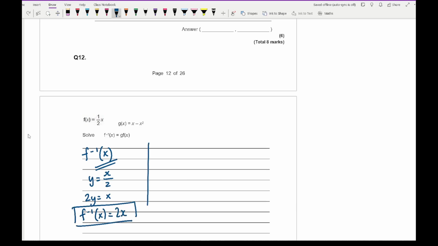The next thing for me then to do is to work out what gf of x is. Now for this, I need to substitute f of x into g. So wherever I see an x in g, I'm going to swap that with f of x. So what I end up with is a half x minus a half x squared. Now simplifying that, I get x over 2 minus x squared over 4. So that equals gf of x. So I'll just put a little box around that.